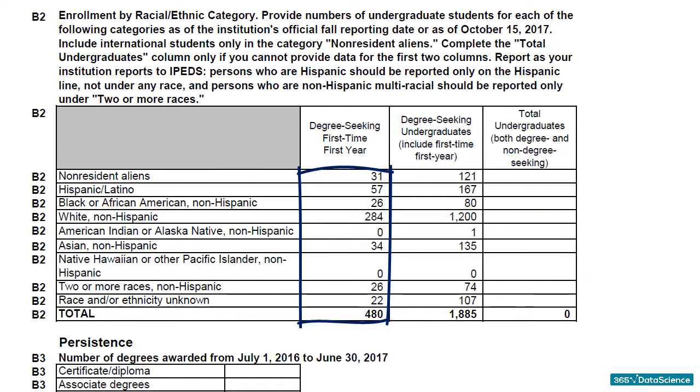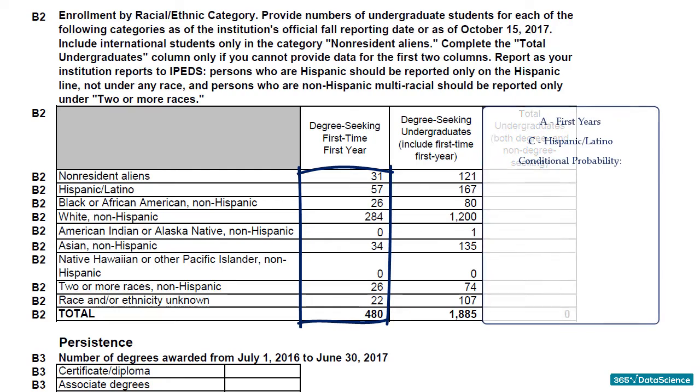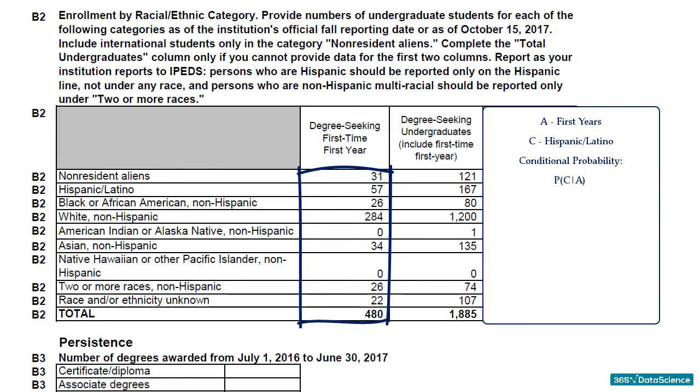Similarly, we can compute the likelihood of a given student to be Hispanic first year. We can compute the likelihood of being a Latino, given you are in your first year of college, as well as the likelihood of being a freshman, and apply the multiplication rule. Let's begin.